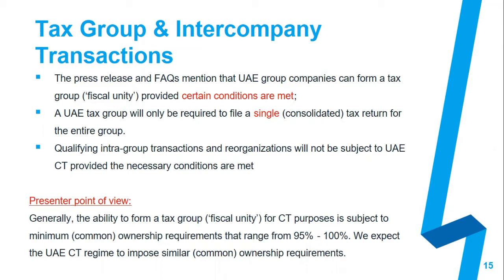In my point of view, generally the ability to form a tax group for certain purposes is subject to minimum ownership requirements that range from 95% to 100%. It can be 50%. We expect the UAE corporate tax regime will also impose similar conditions, like it can be 50%, it can be 51%, or it can be 90%.